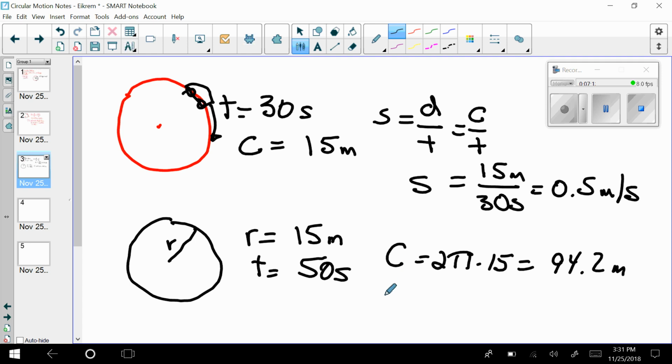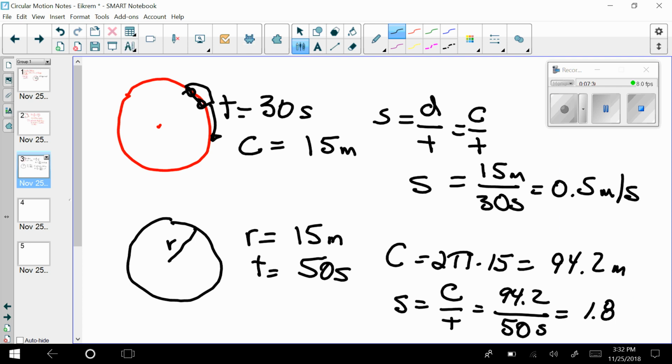Okay? So the speed then is equal to the circumference over the time, which is equal to 94.2 divided by the time of 50 seconds. That's equal to 1.88 meters per second. Okay, that would be the average speed of that object going around a circle with a radius of 15 meters.